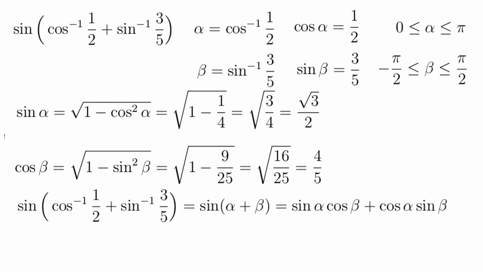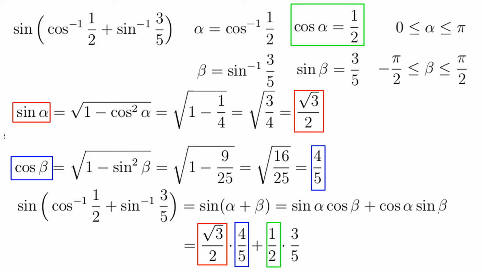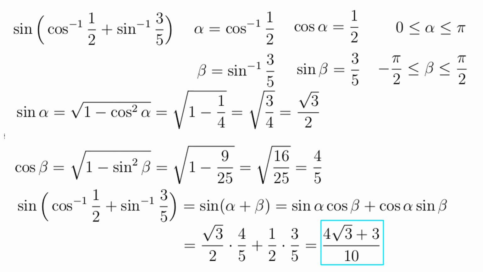As we said before, we're trying to find the sine of an angle, which is the sum of the angles alpha and beta. We can use the sum formula for the sine function to find the answer. We substitute in the value for the sine of alpha, cosine of beta, cosine of alpha, and sine of beta. And the result is 4 times the square root of 3 plus 3 all over 10.